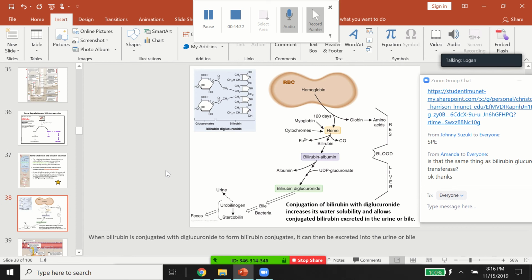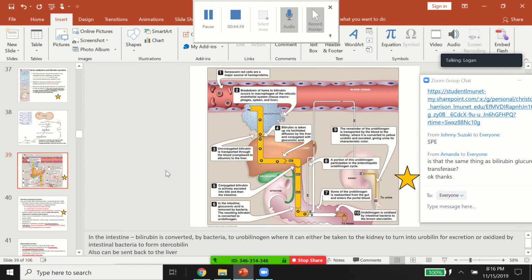But like I said, once it's been conjugated in the liver via that enzyme, that's how you'll be able to get rid of it. And that's where you get problems with it, which we'll mention later with neonatal jaundice. It's that enzyme.